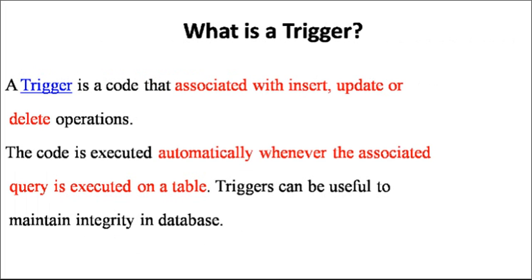Then, what is a trigger? A trigger is a code that is associated with an insert, update, or delete operation. The code is executed automatically whenever the associated query is executed on a table. Triggers can be useful to maintain integrity in the database.